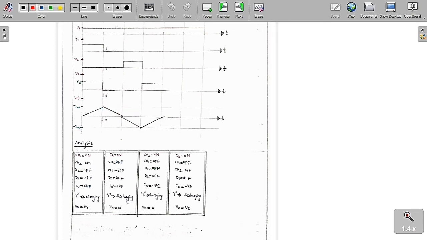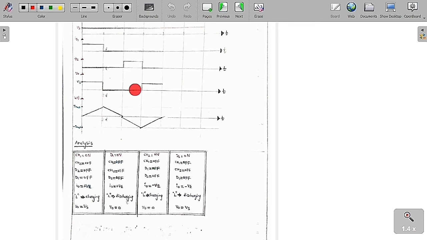Similarly, here again chopper 2 is turned on. Chopper 1 is off, D2 is off and D1 is off. Only chopper 2 is on. If chopper 2 is on, what is going to happen? You can see clearly from the circuit that only chopper 2 is on, and everything else is off. Therefore the output voltage is equal to 0.